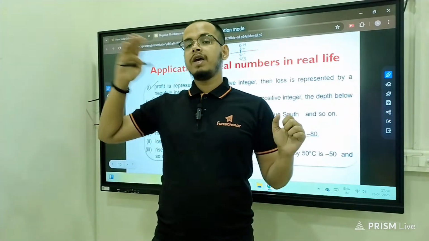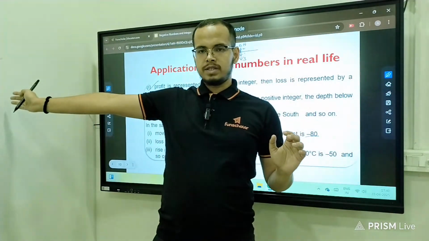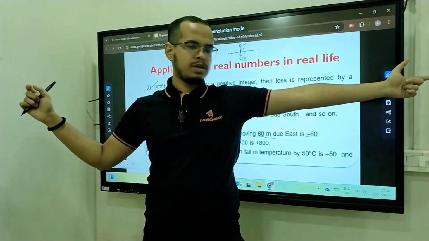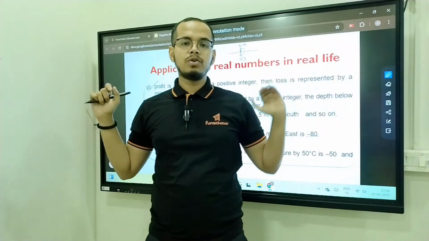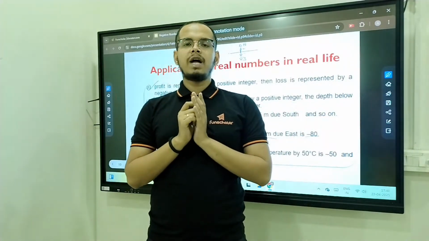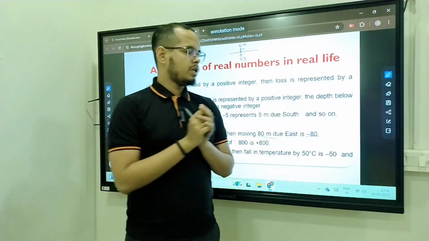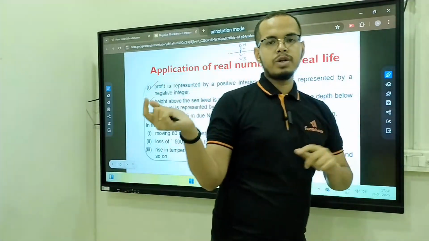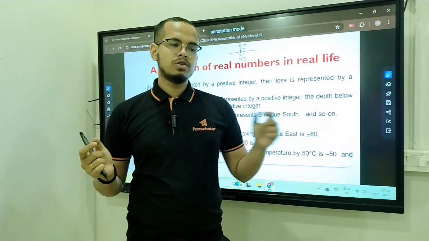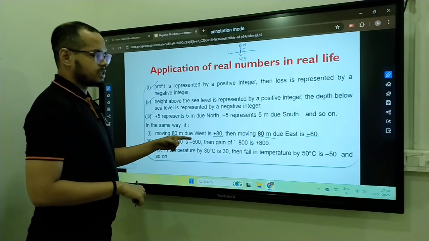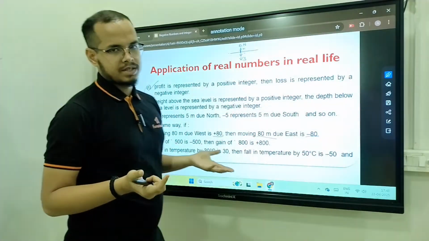So if I move 80 meters due west, and if I come here and want to go 80 meters due east, I am standing at 0. So I am walking 80 meters in this direction. And then if I need to write 80 meters in the opposite direction, I am going to the opposite part of the number line, right? That is going to be negative. Loss of 500 is -500. This is very easy to understand, right?